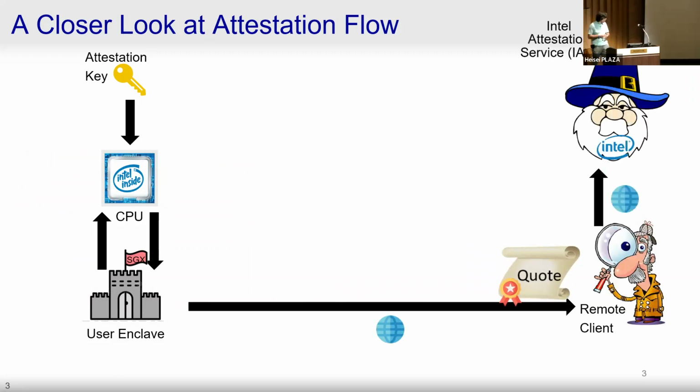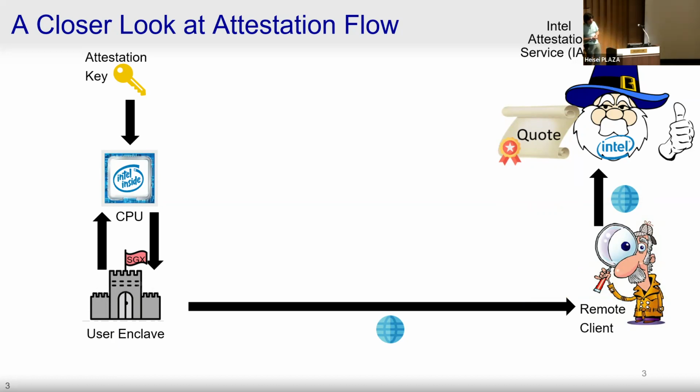Instead, he needs to go to Intel's attestation server to verify the quote for him. Intel knows what hardware they make. They know what keys are genuine and what keys are not, so they can verify this signature. And when the IAS says, yay, OK, then it comes back to the remote client.